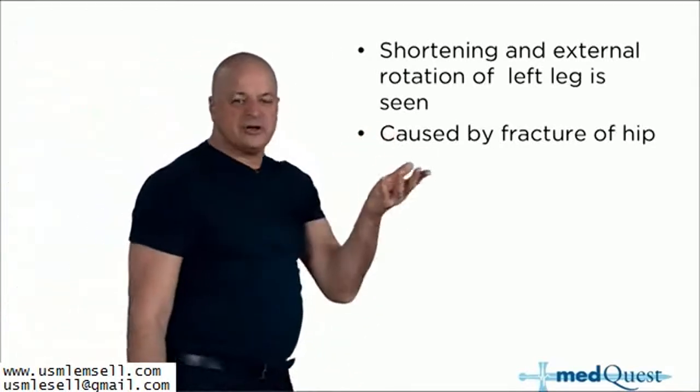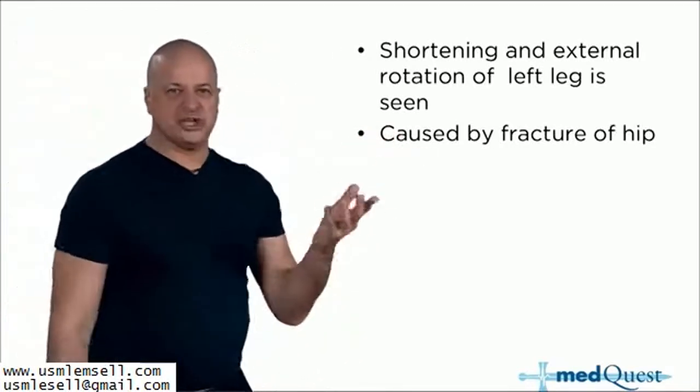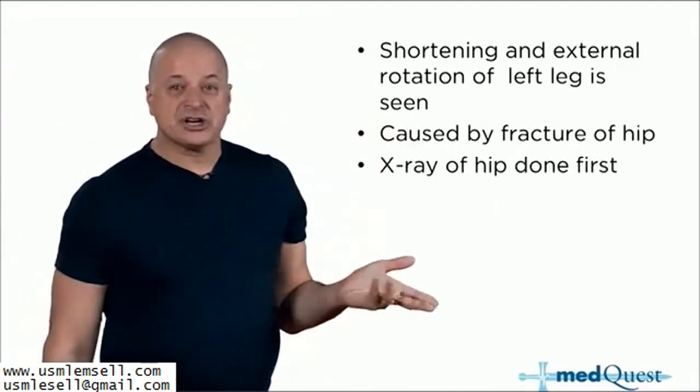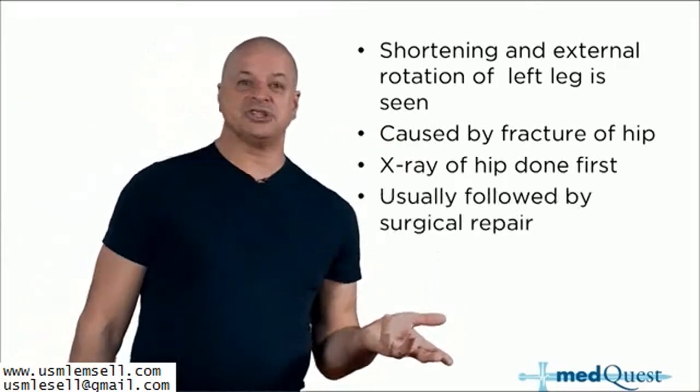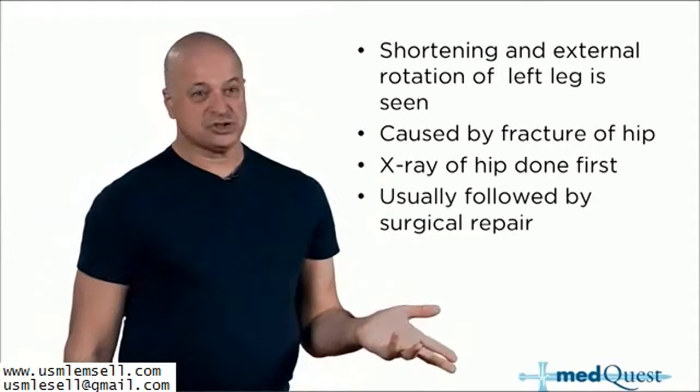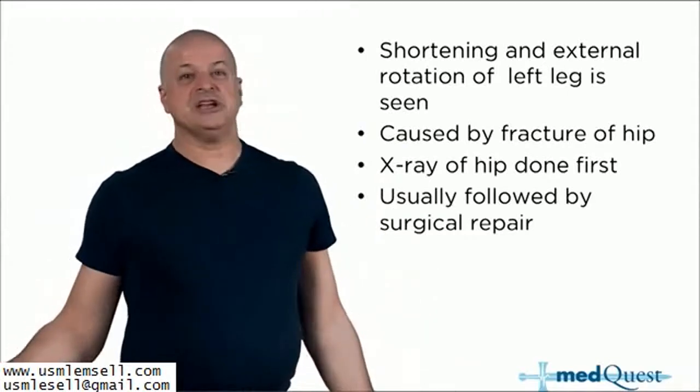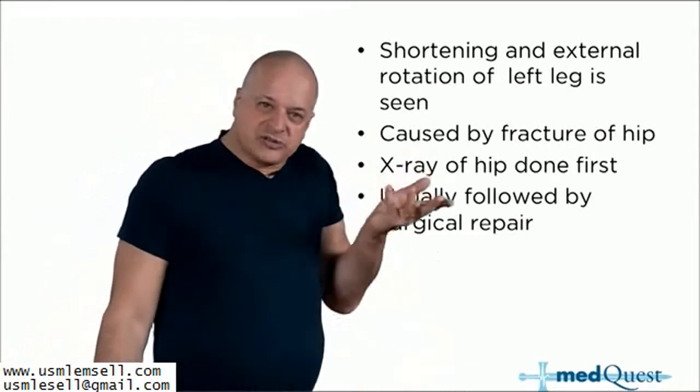Shortens and pulls out. That's a hip fracture. So you do an x-ray of the hip as it shortens and pulls out, and a surgical repair. That's it. Shortened and externally rotated.